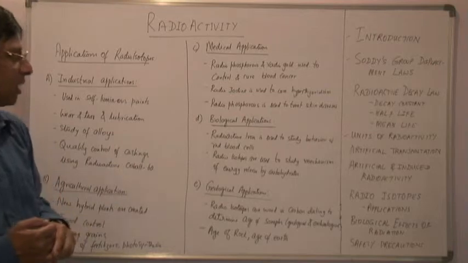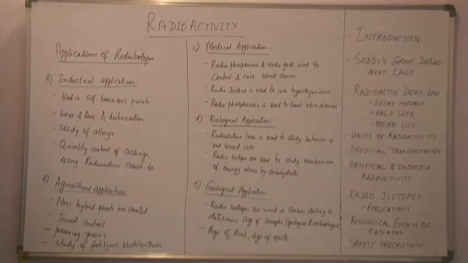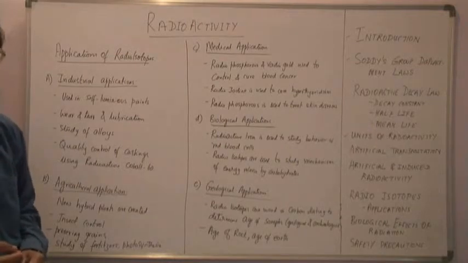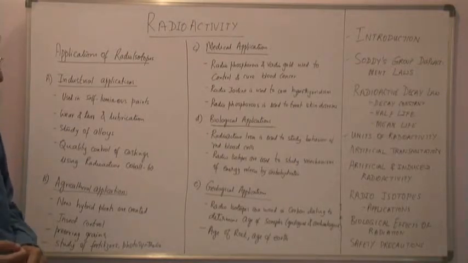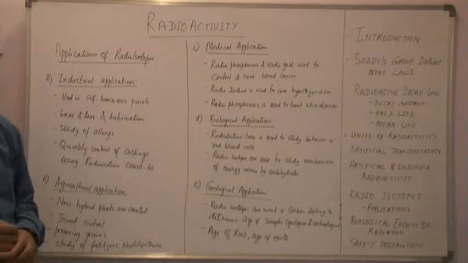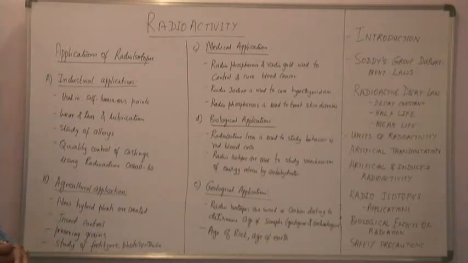Now let us look at some of the biological applications of radioisotopes. Radioactive iron is used to study the behavior of red blood cells. And radioisotopes are used to study the mechanism of energy release by carbohydrates.